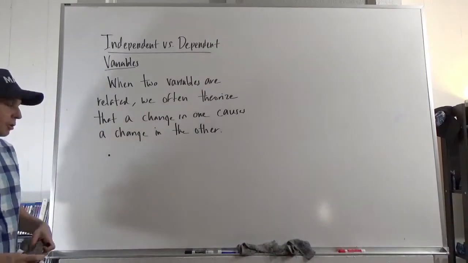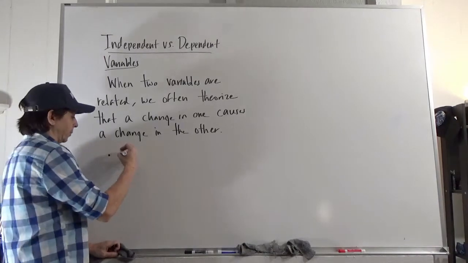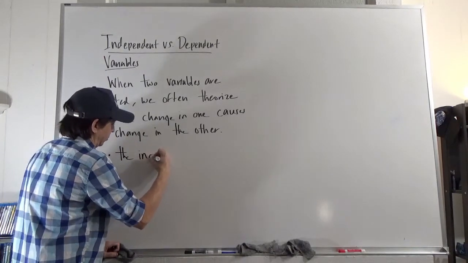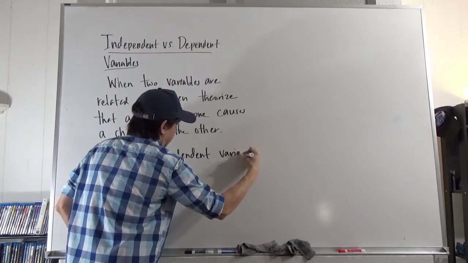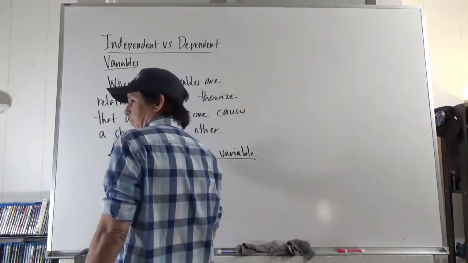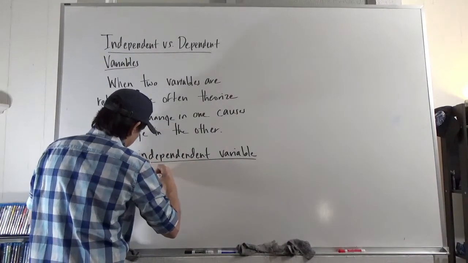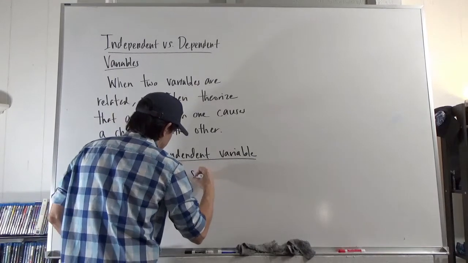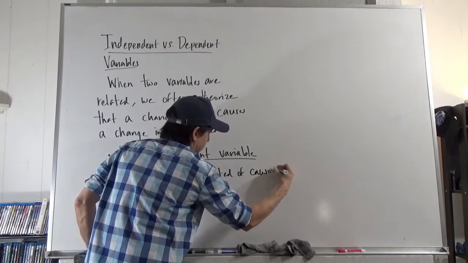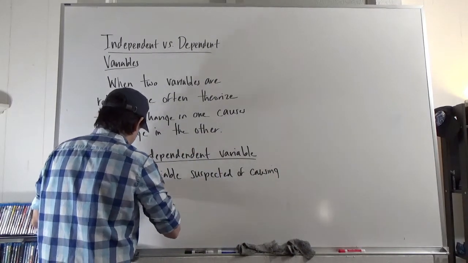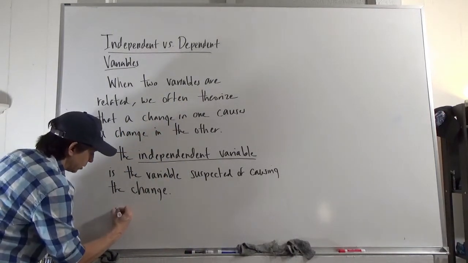Okay, and that leads us to the concept of an independent variable and a dependent variable when you're talking about two variables that may be related. The independent variable is the variable suspected of causing the change. We'll get to examples in a bit, but let me get the definition down.